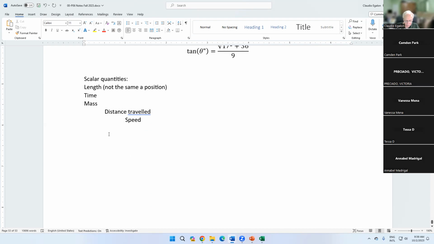And then we have the vectorial quantities. Position is a vectorial quantity. Force is a vectorial quantity. And now we have other vector quantities. Displacement is one of them. Velocity is another one. And acceleration is another one. Scalar and vector quantities.